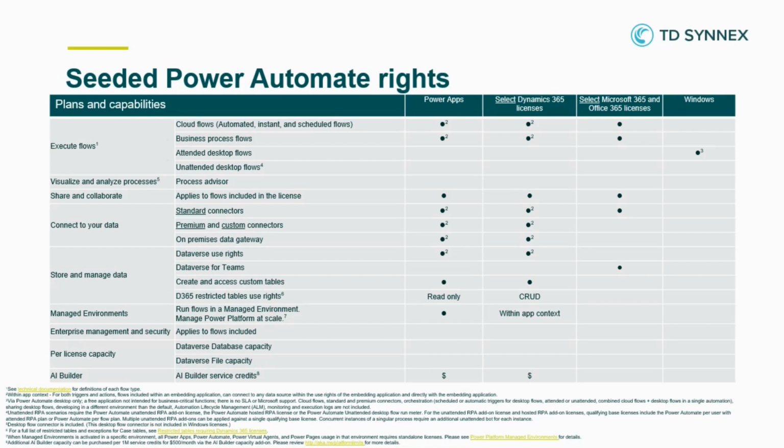There are also some Power Automate rights included with Office 365, Microsoft 365 and Windows licenses. But you can see from the table here that there are limits as to the specific types of flow that can be run.